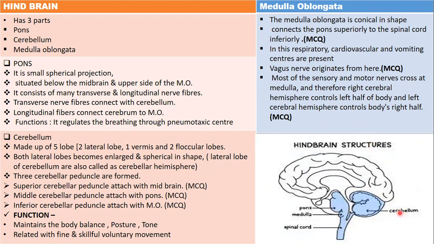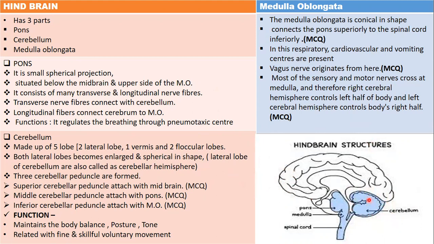Coming to our cerebellum now. Second part is the cerebellum. Cerebellum is made up of 5 lobes: 2 lateral lobes, 1 vermis, and 2 flocculonodular lobes. Both lateral lobes become enlarged and spherical in shape. The lateral lobe of the cerebellum is known as the cerebellar hemisphere.